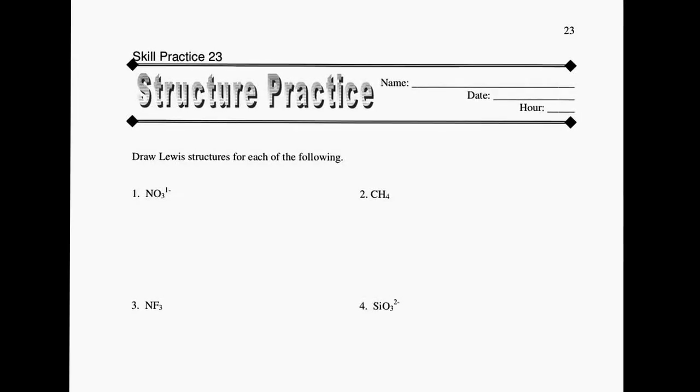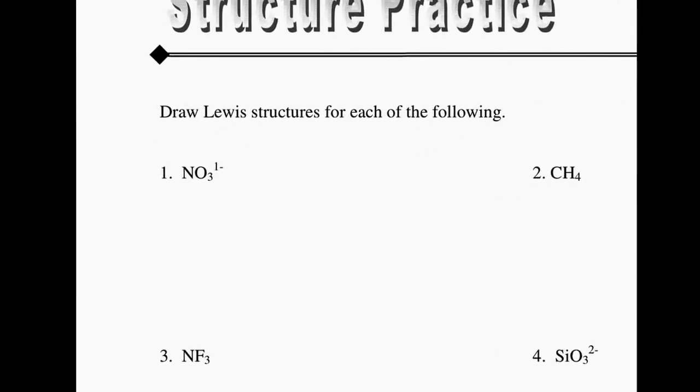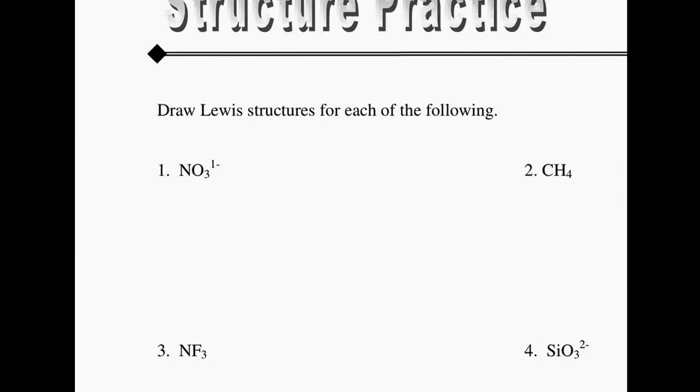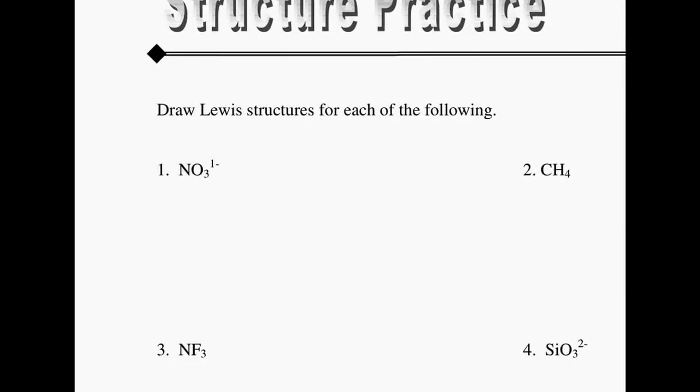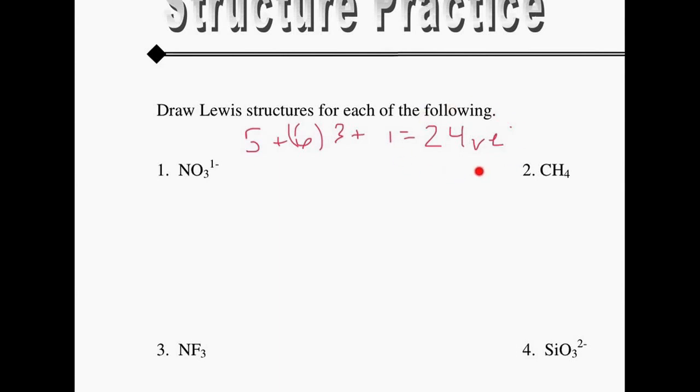The first question asks you to draw Lewis structures for the following. The first one is NO3 minus, which is also known as nitrate. I know that N has 5 valence electrons, and 3 O's each have 6 valence electrons. And we've got a -1 charge, so that gives me a total of 18 plus 5 is 23 plus 1 is 24 valence electrons. Now, once I have this information, I just forget about it, and I'm going to recheck it later.